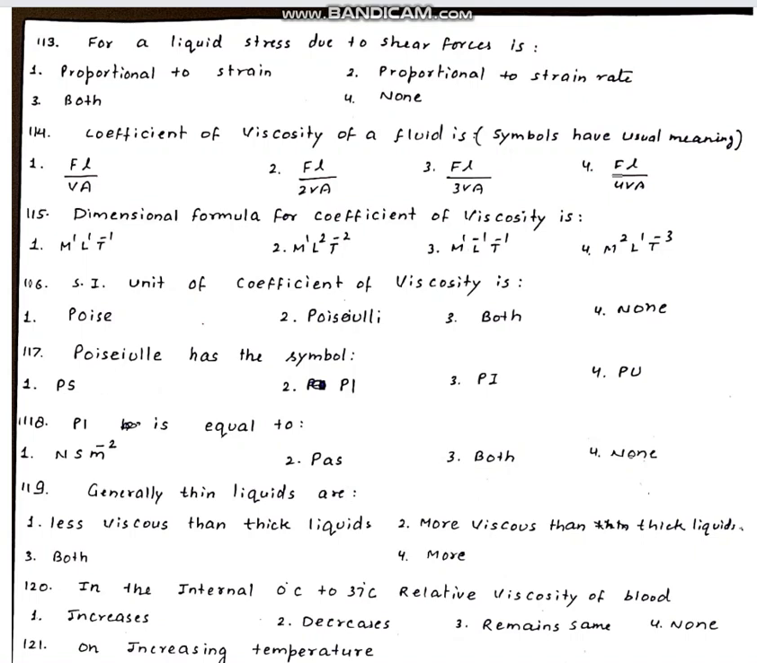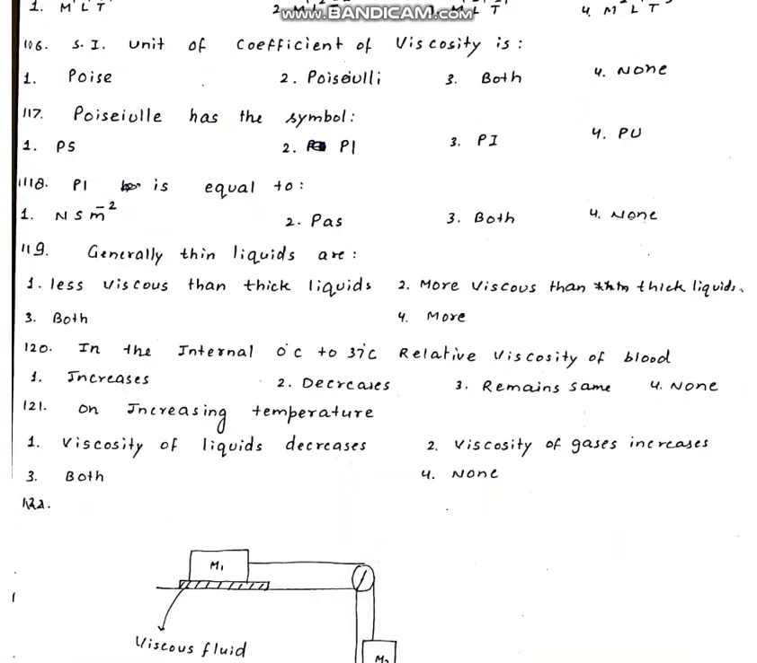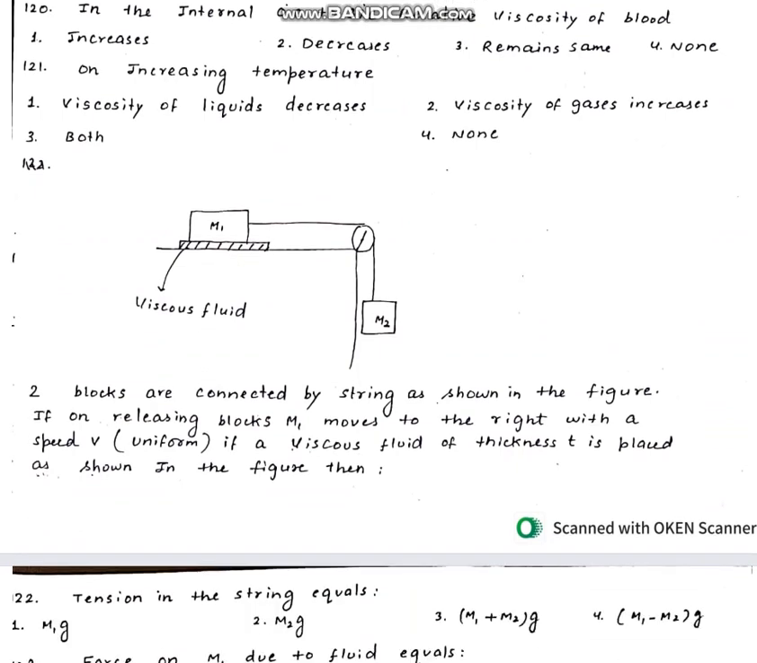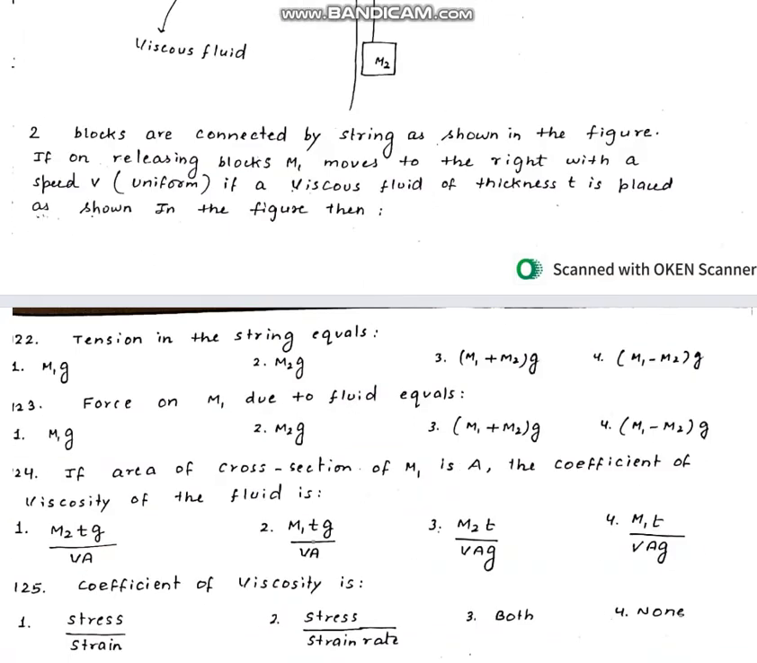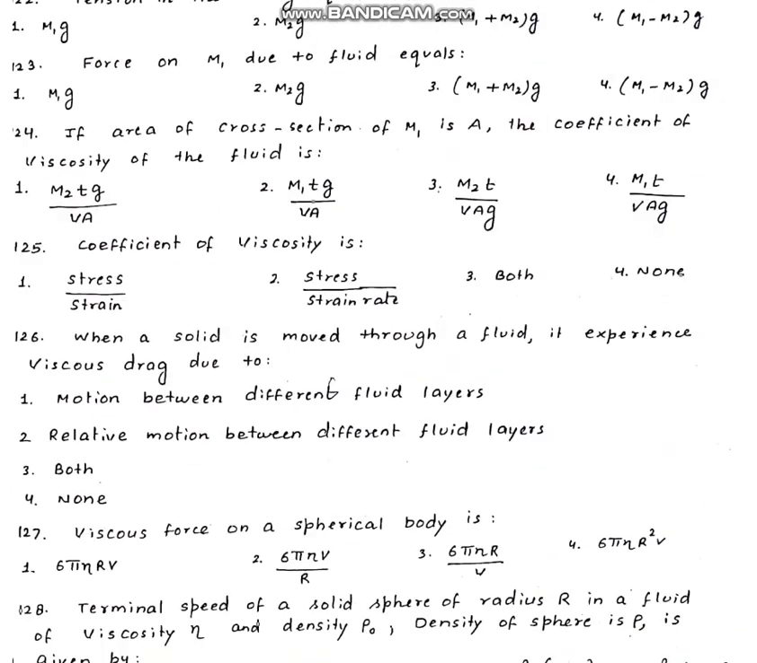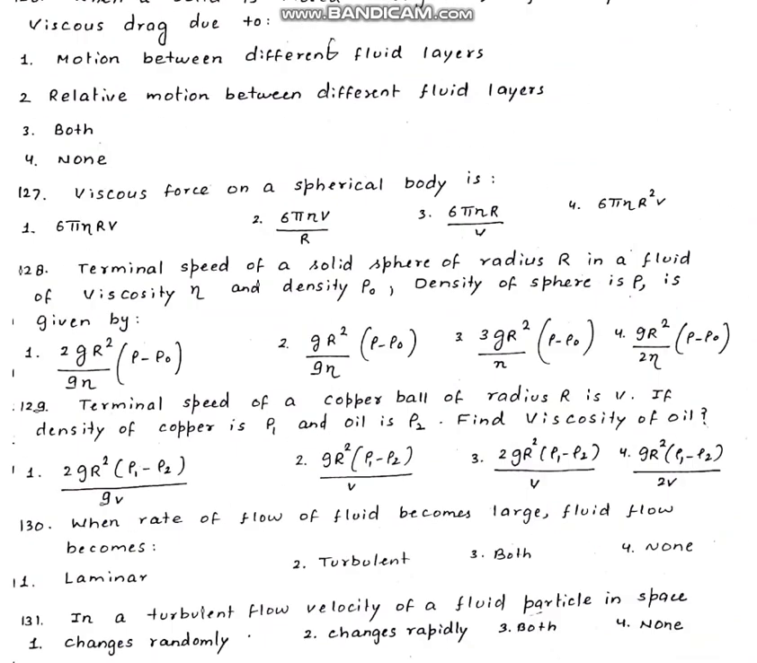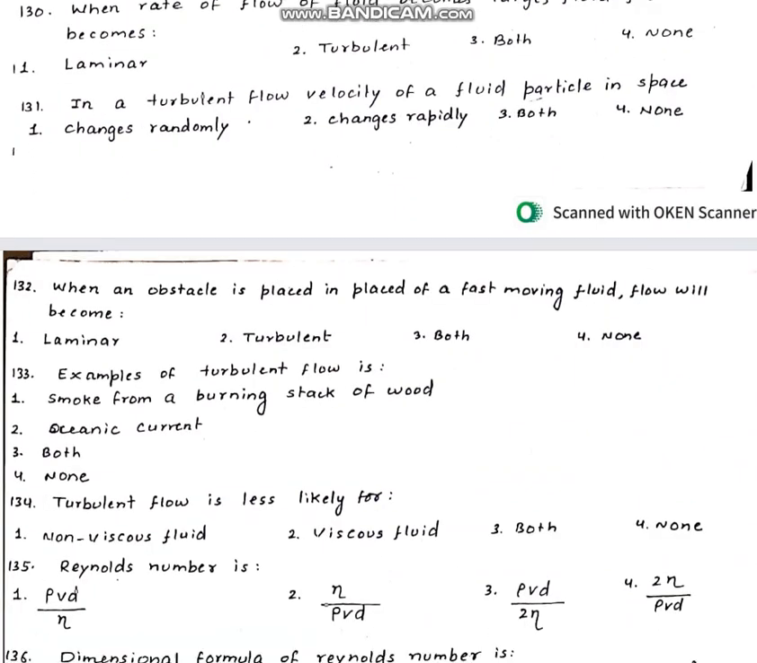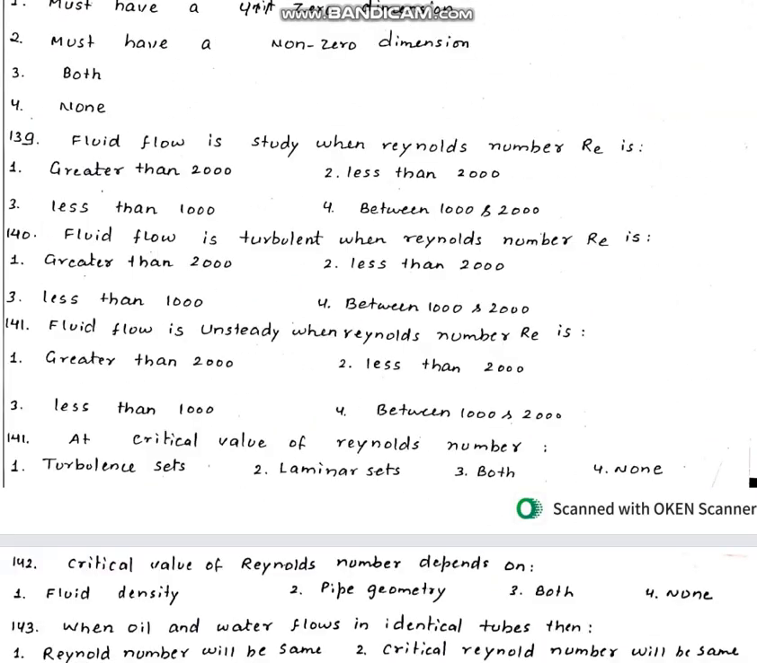then we have the concept of liquids, then we have thick liquids and thin liquids, then we have a problem on two blocks, then we need to find tension, force on a string, coefficient of viscosity, then we have terminal speed, then rate of flow, turbulent flow, examples of turbulent flow, then we need to find Reynolds number, dimensional formula of that, steady and turbulent flow, critical value of Reynolds number.